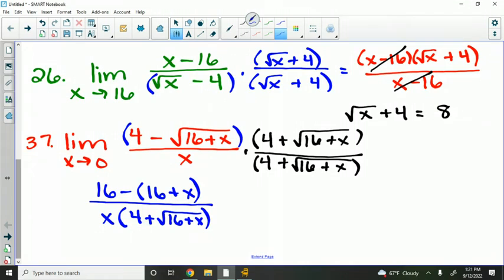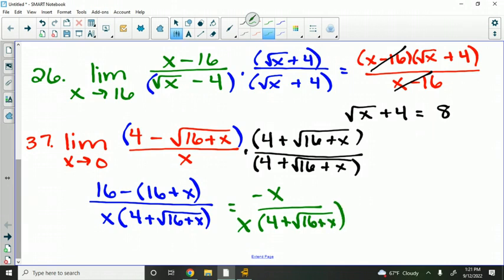Okay, I'm going to see if we can skip a step. If we're not comfortable with it yet, that's fine. But what's the numerator simplified when we distribute that negative through? Negative x, because it'll be 16 minus x. So then it'll be a negative x. And then we have this on the bottom. And then do we see something that cancels? The x's cancel. So we'll have negative 1 over 4 plus the square root of 16 plus x.